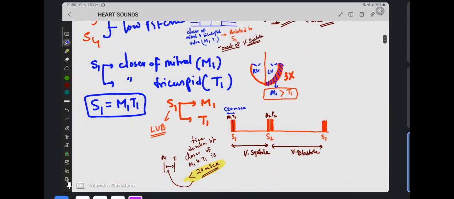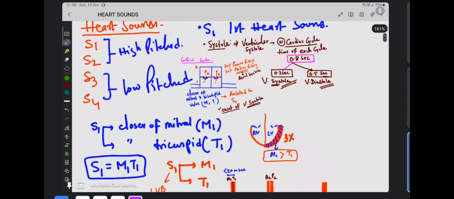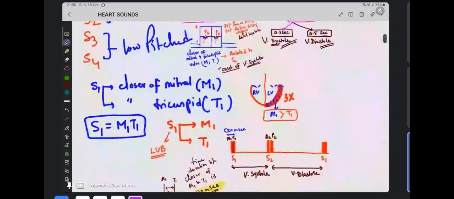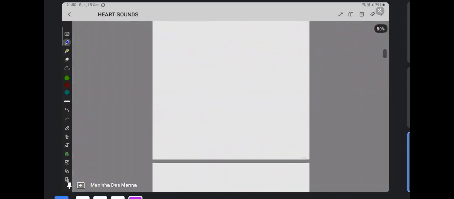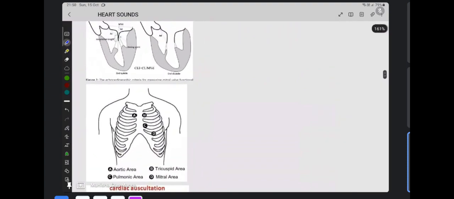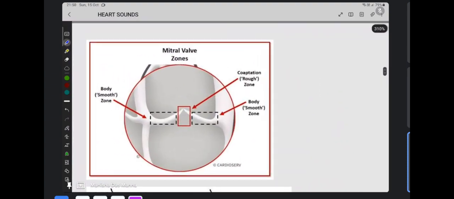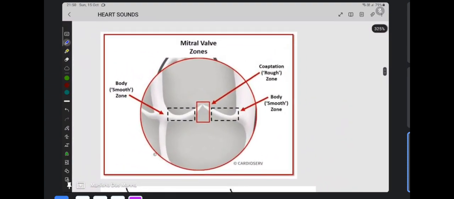first heart sound. So what happens? There is another concept here. This is the mitral valve zones. Look at this, the two leaflets of the mitral valve. The body is smooth, and this is called the coaptation zone or rough zone. This is the coaptation zone of the mitral valve.